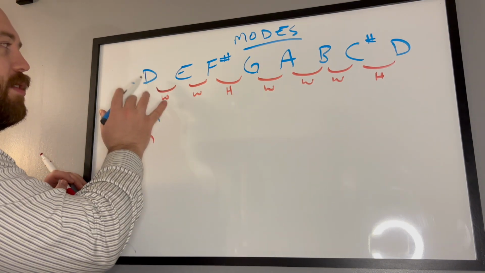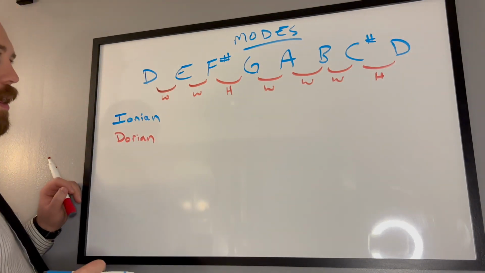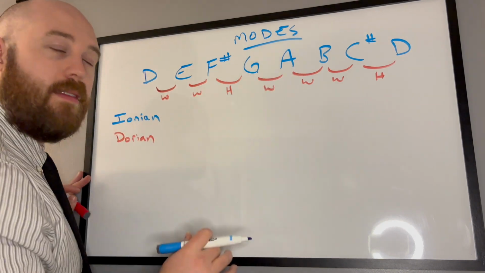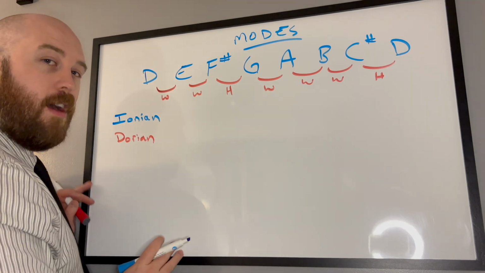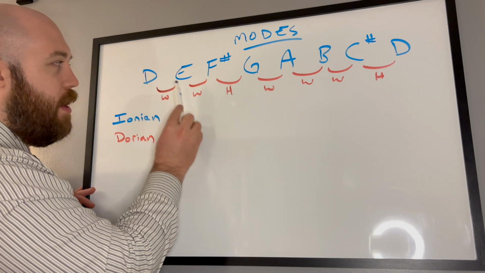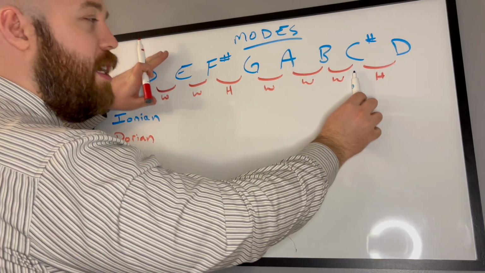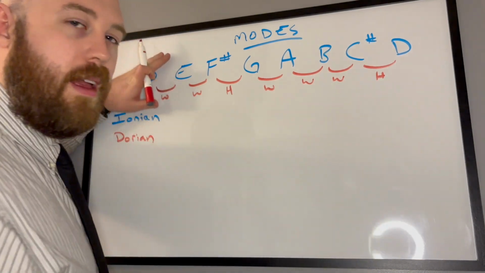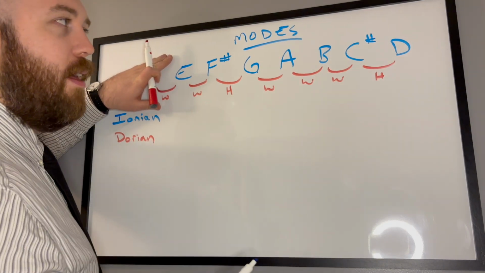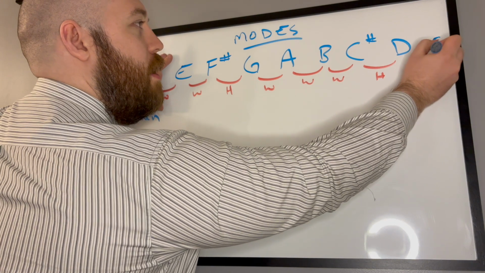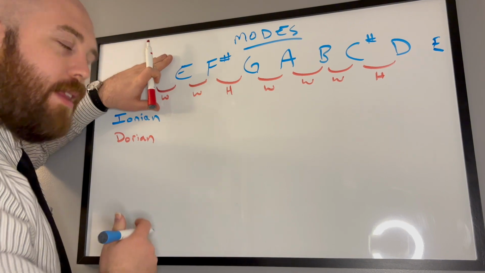Okay, so we know if we start on D and we play the major scale and we end on D, we're playing Ionian mode. Let's say we just take this scale, the D major scale, but instead of starting on D, we're going to start on E. Okay, so it's going to go E, F sharp, G, A, B, C sharp, D, and then E again. Okay, you play the D major scale, but it's going to be E to E. That is an E Dorian scale.